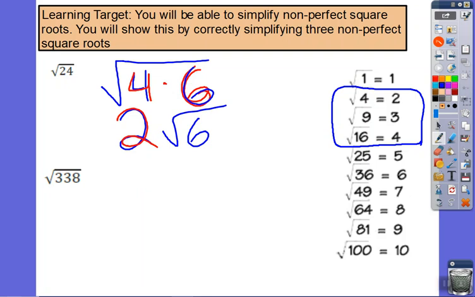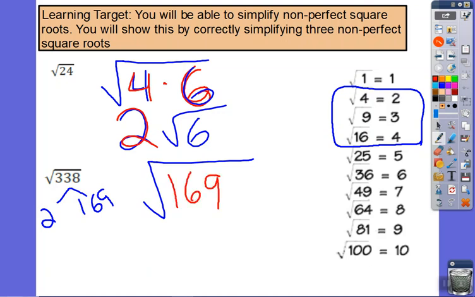Okay, 338, that is another one that I look at and it doesn't spring right to mind what it could be. So I'm going to try breaking it down. So 2 goes into that 169 times, and there it is. 169 is one of our perfect squares that I mentioned at the beginning. That's beyond our 10 by 10. 169 is 13 times 13, and then that 2 is going to stay inside the radical.